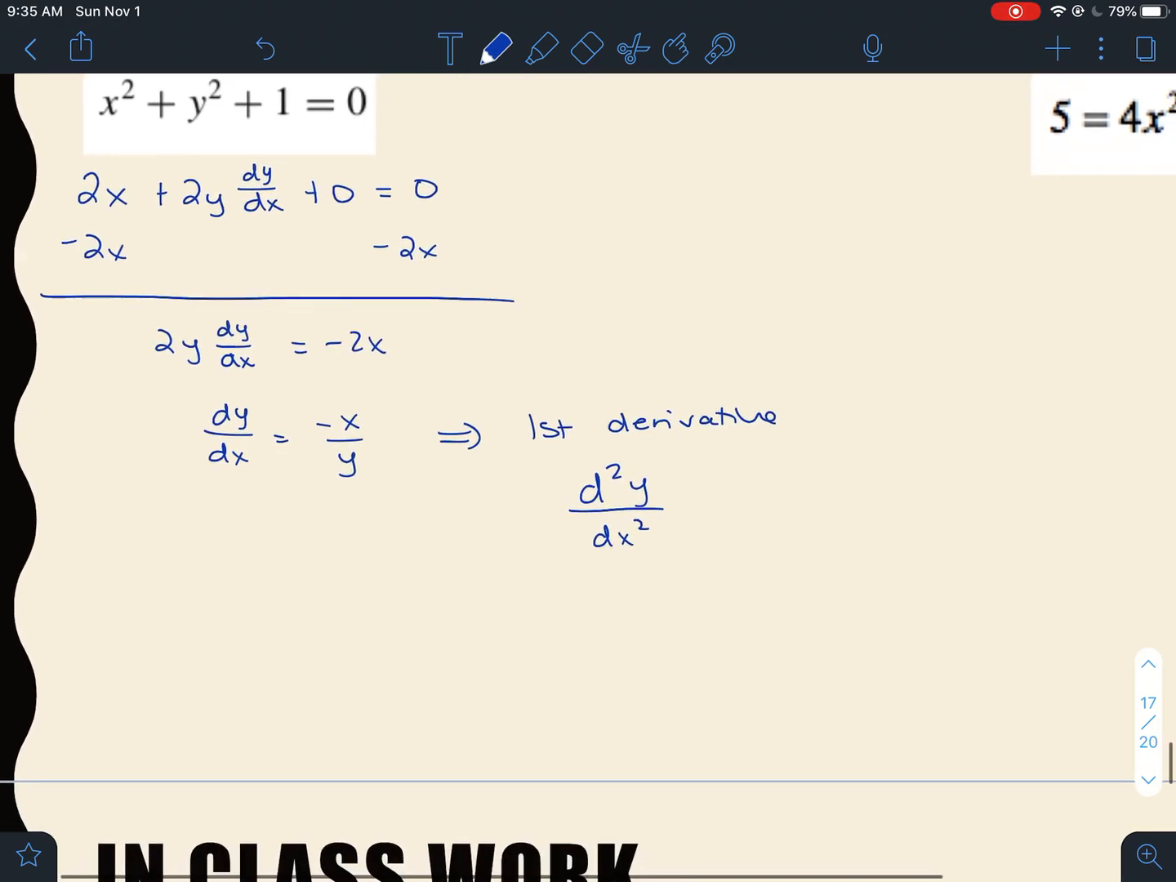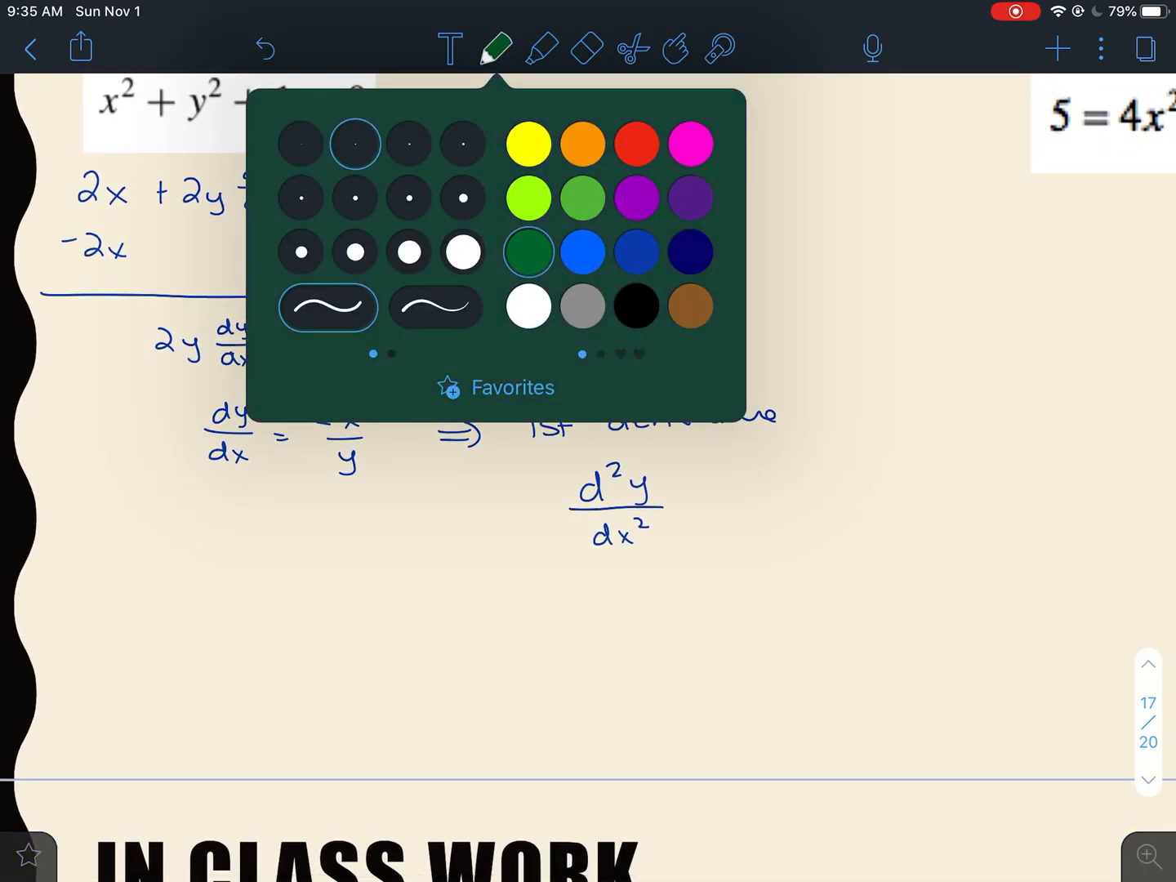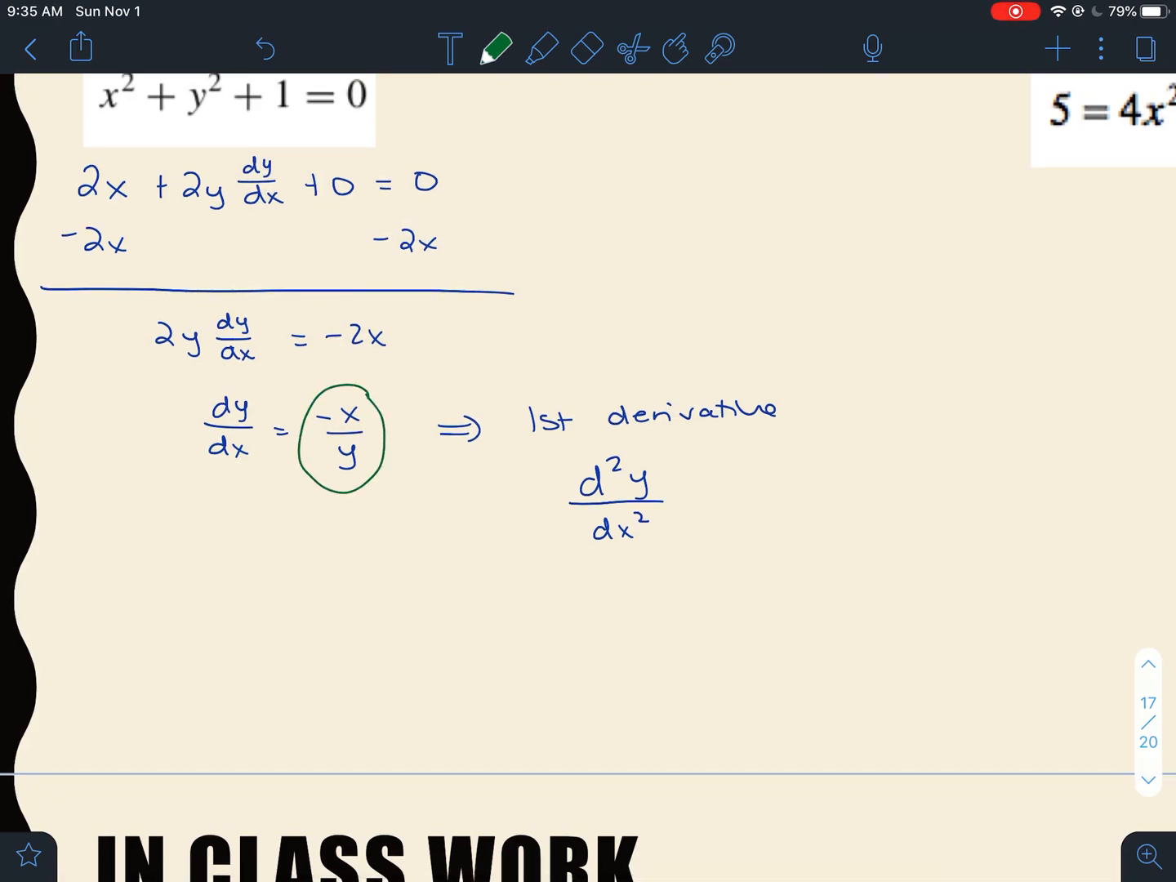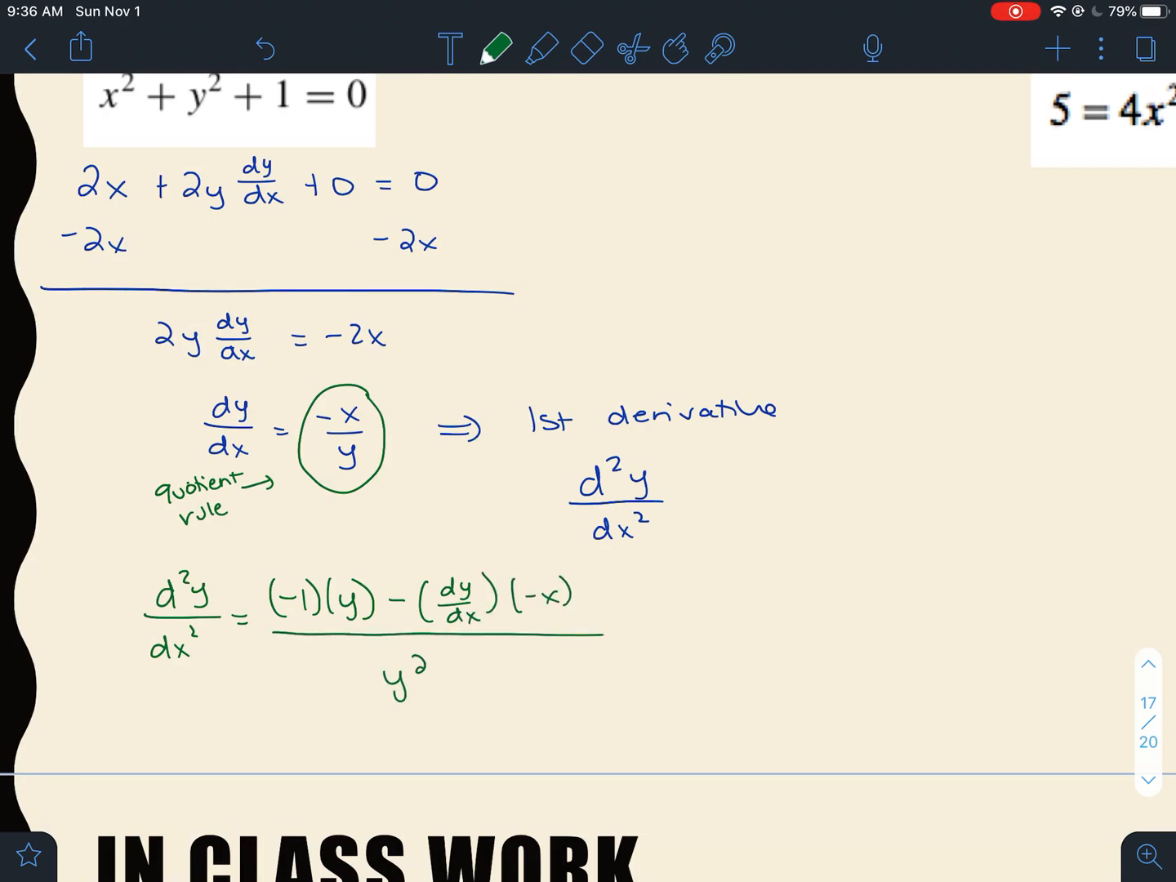And then if I want to find the second derivative, which is d2y over dx2, I take the derivative of the first derivative. Okay, well, to take this guy's derivative, I'm going to have to use quotient rule. So derivative of the top times the bottom minus derivative of the bottom times the top all over the bottom squared. So d2y/dx2 is going to equal the derivative of the top is -1 times the bottom minus the derivative of the bottom is dy/dx times the top, all over the bottom squared. And so this is going to be (-y plus x dy/dx) over y squared. And that's my second derivative.